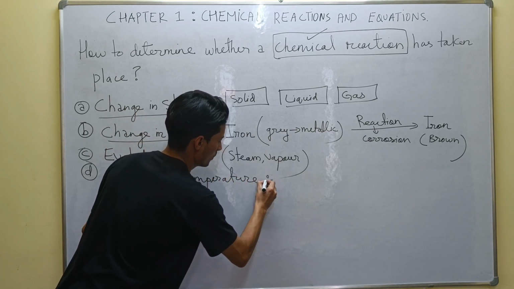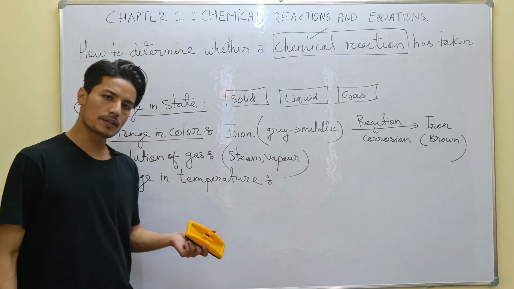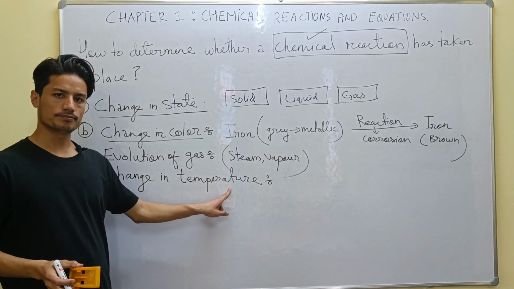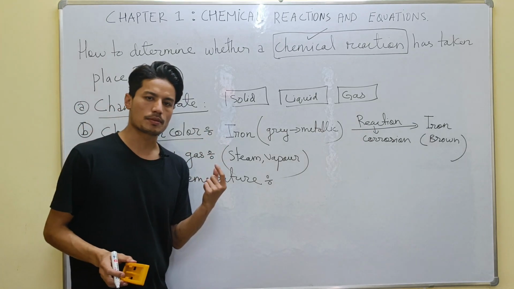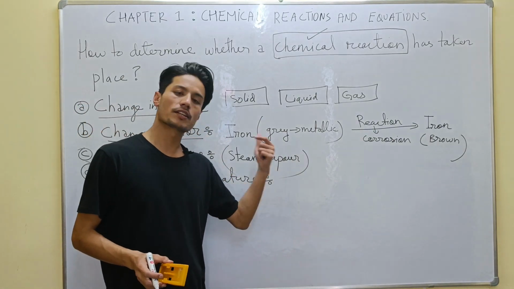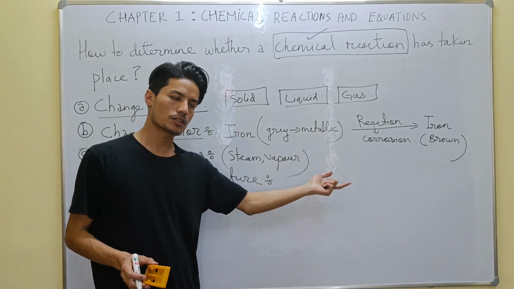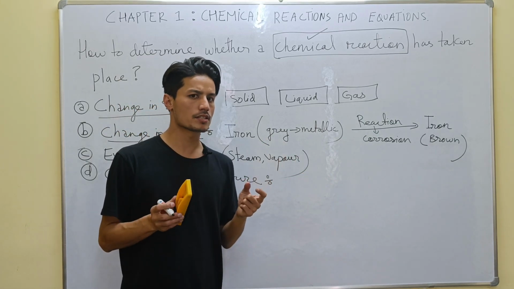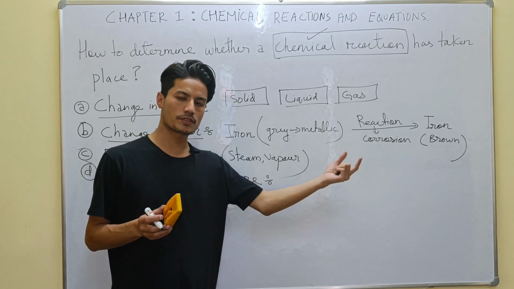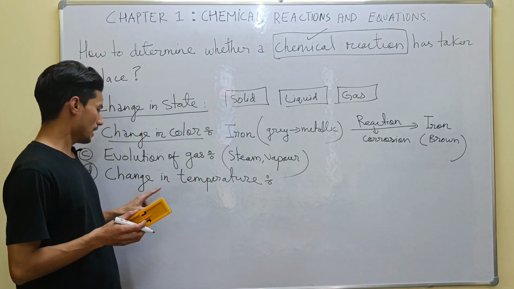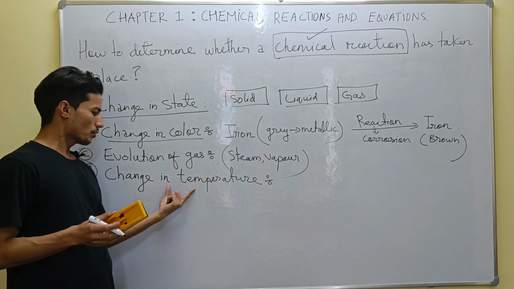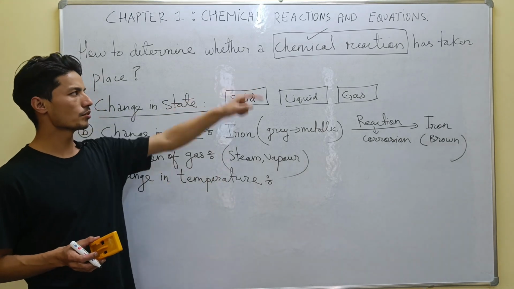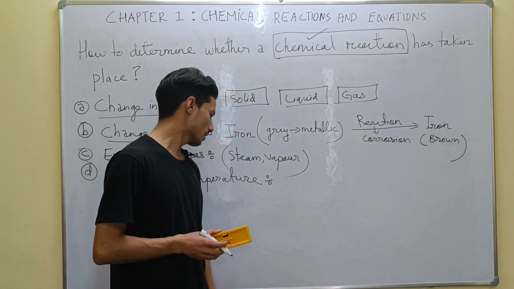Okay, change in temperature. Any reaction where we observe a change in temperature, maybe the previous temperature was say 10 degrees centigrade, but now the temperature has shot up to say 80 or 70 degrees. So there has been a change in temperature, isn't it? From 10 degrees to 70 degrees. So any reaction where a change in temperature occurs, such a reaction will also be considered as a chemical reaction.